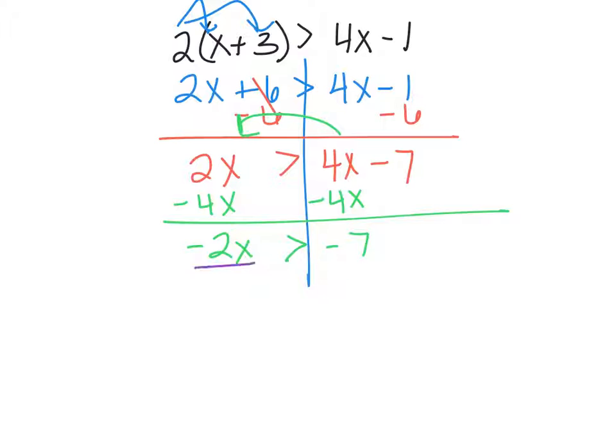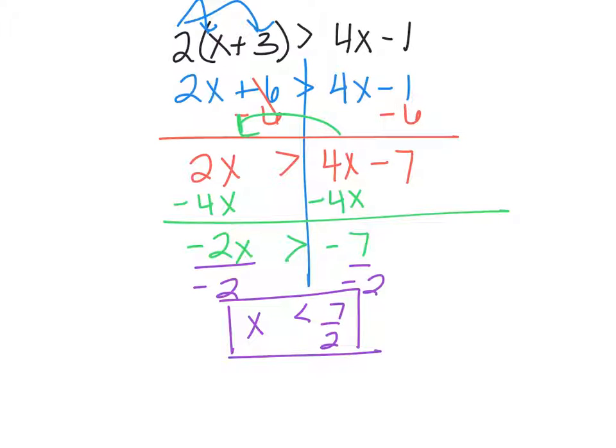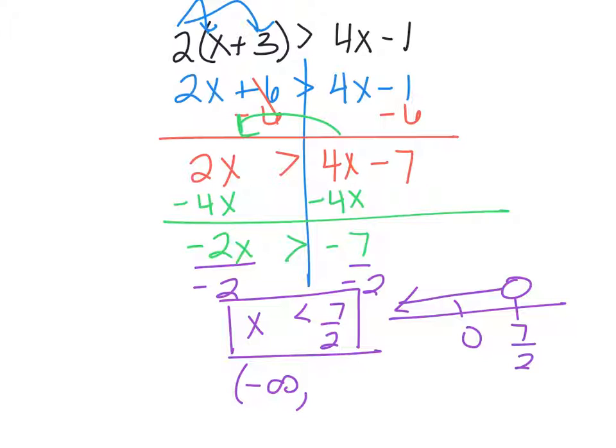Next step, divide both sides by negative 2. When I divide by a negative, I flip my inequality. And x is less than a positive 7/2. Inequality notation. If I'm going to graph this, I know 7/2 is to the right of 0. I'm going to have an open circle and it's going to go this way. So the furthest to the left is negative infinity. The furthest to the right is 7/2 with an open parenthesis.